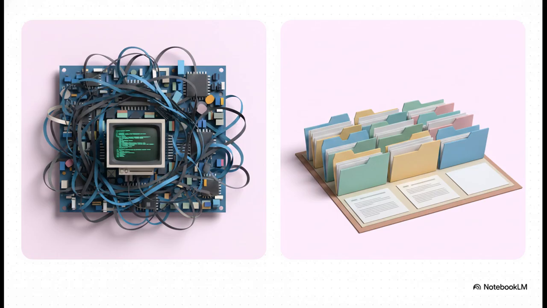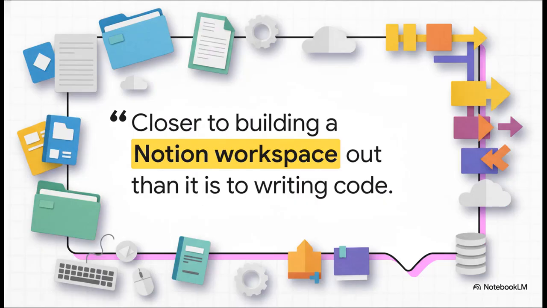A skill is just a text file. Your memory is just a text file. It is simply about giving the model access to the right file, in the right folder, at the exact right time. The source material for this explainer hit the nail on the head with this quote. Organizing something like this is actually closer to building a Notion workspace out than it is to writing code.